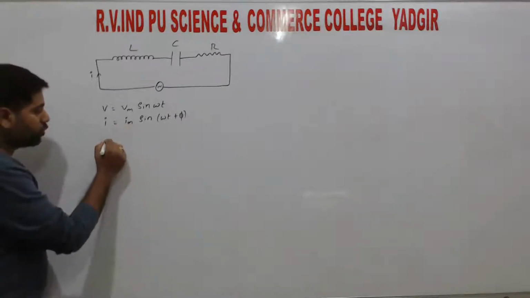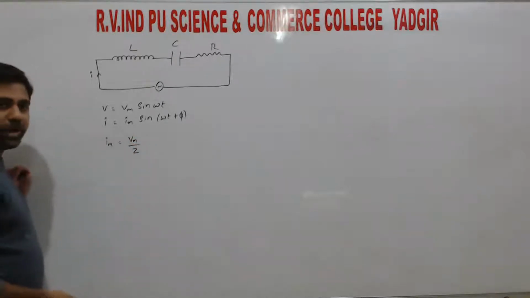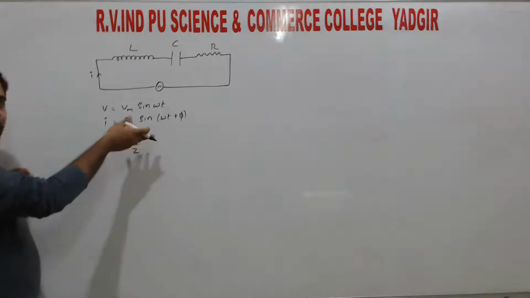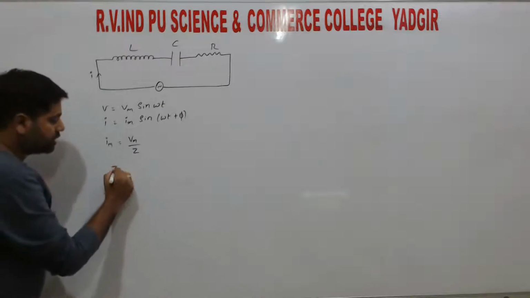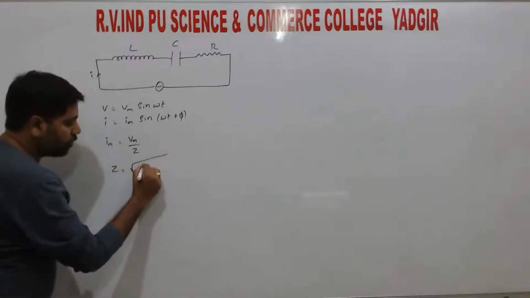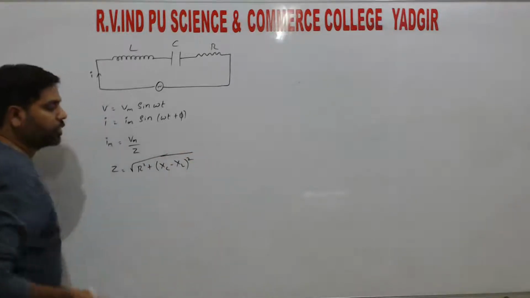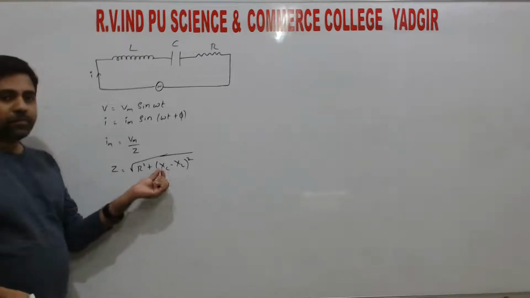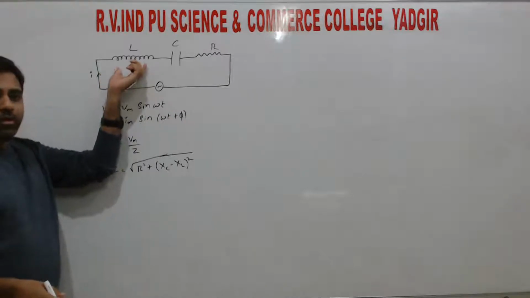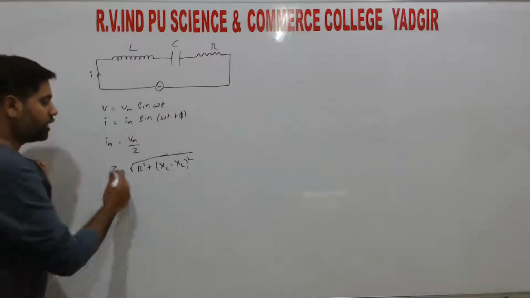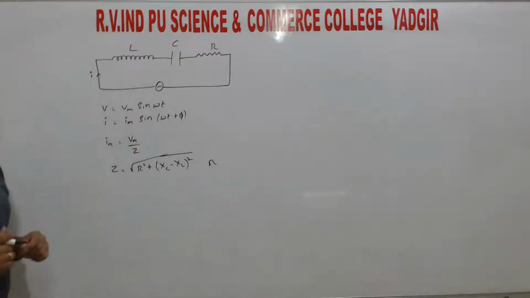Along with that, we also proved that Im equals Vm divided by Z, where Z is the impedance. Impedance is the opposition to the current flowing in the series LCR circuit, and we gave that Z equals the square root of R squared plus (Xc minus XL) whole squared, where Xc is the capacitive reactance, XL is the inductive reactance, and R is the resistance. Its unit is also ohm. In the last class we derived all these relations.